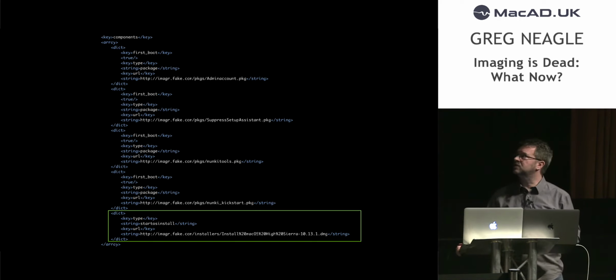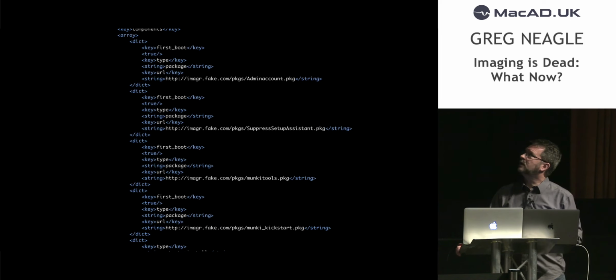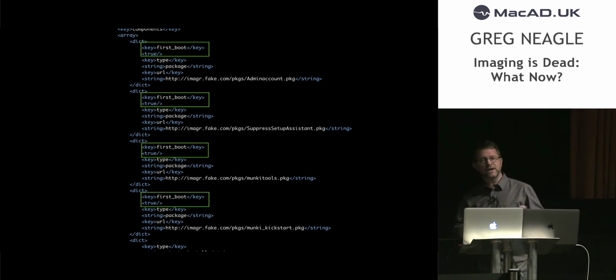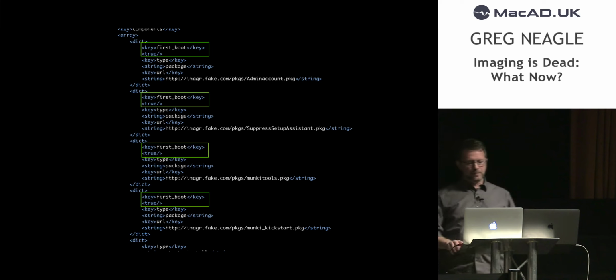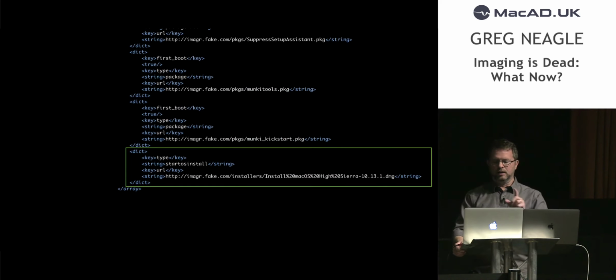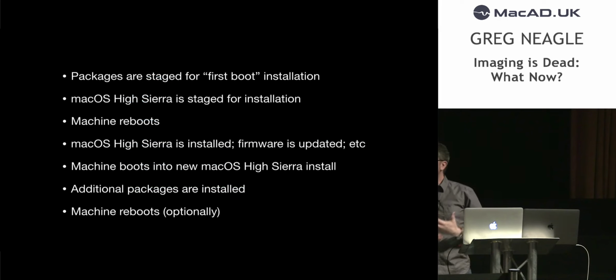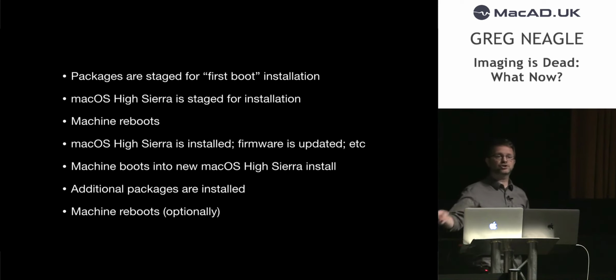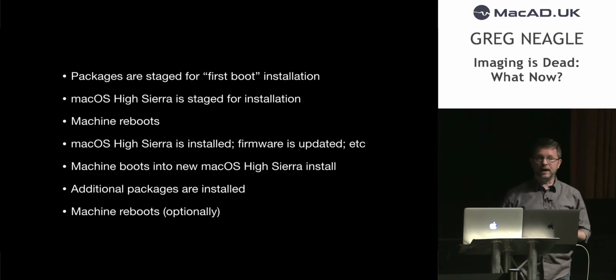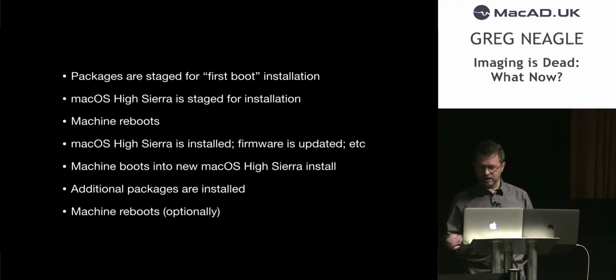You still can install additional packages. I've got a bunch here. So there's four packages here. I've set them to install at first boot. So that mechanism still works. So what happens is those get staged to install, the startosinstall happens afterwards. Then the machine reboots, macOS is installed, it reboots again into the new OS, the mechanism that runs packages at first boot kicks in, installs your additional packages at that point, and then the machine could reboot again depending on your workflow, which is kind of what we need if we want to get Munki running properly.